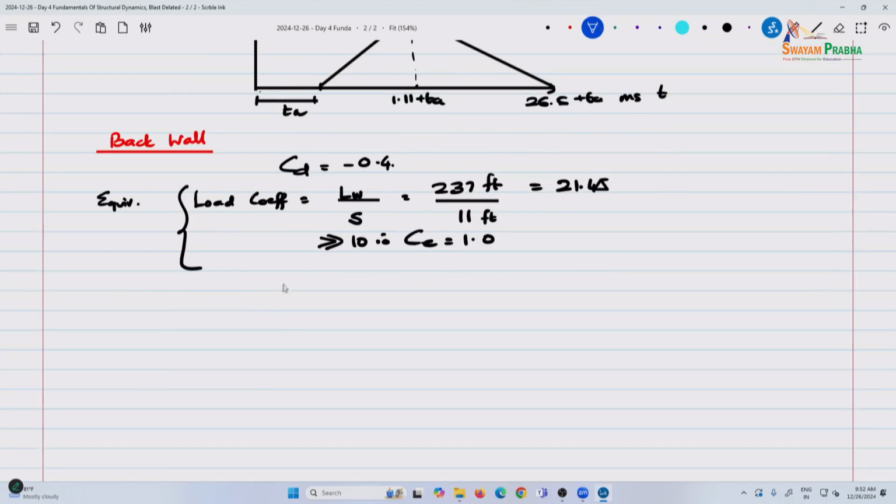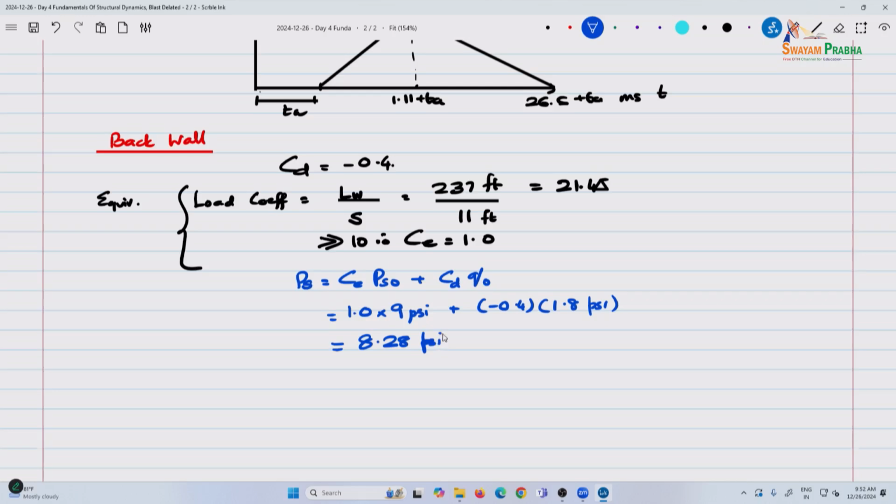So PS still remains the same. CE PSO plus, I think somebody was asking me what are all the equations. I have it somewhere from yesterday, but you can now see it from this example. PSI plus minus 0.4 times. I think yesterday there were questions whether it's 1.6 or 1.8. They should be the same numbers. I think several people asked me that question. So 8.28 psi.